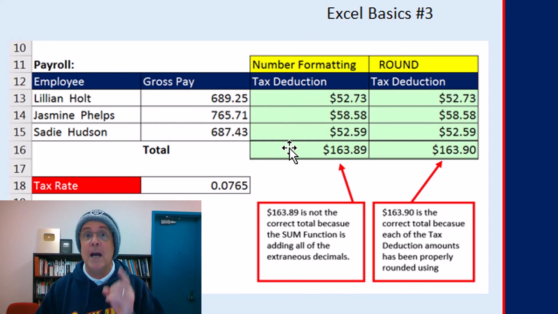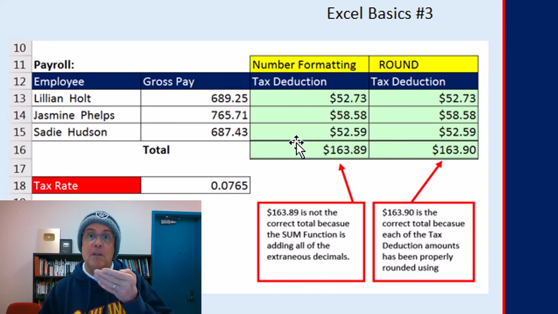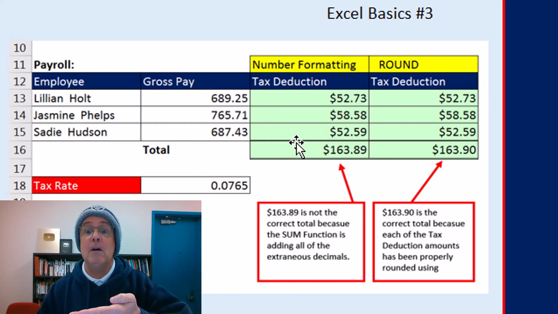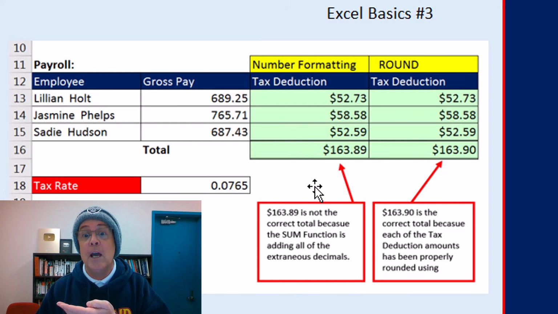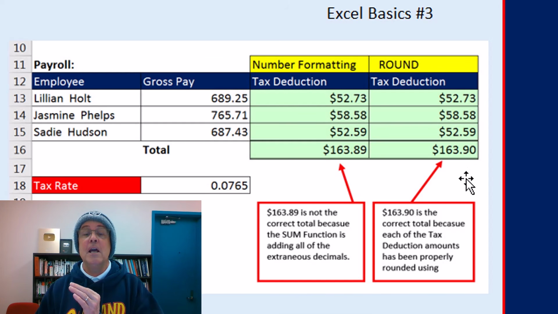Here's a column, as we'll see, where we just use number formatting to make the numbers appear like they're rounded, but they're not. And when we add, we get the wrong answer. If we properly use the ROUND function, then in a subsequent formula, if we add, we get the correct answer.